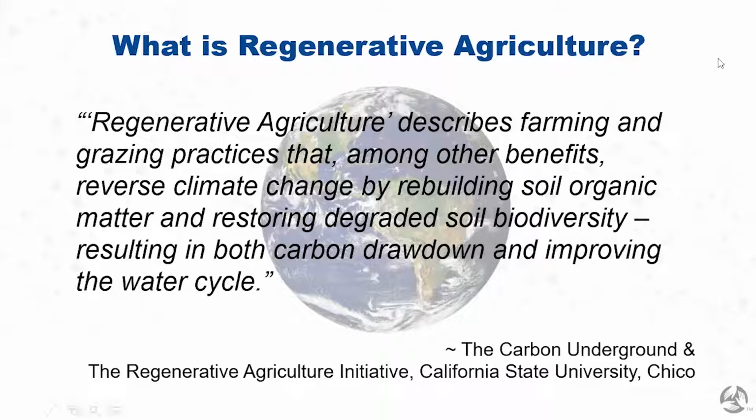So let's talk for a second about what regenerative agriculture is. Regenerative agriculture describes farming and grazing practices that, among other benefits, reverse climate change by rebuilding soil organic matter and restoring degraded soil biodiversity, resulting in both carbon drawdown and improving the water cycle. If we do not turn to regenerative agricultural practices, guys, we are all going to die. I don't mean to be dramatic, and I'm happy to say it with a smile on my face. But without those top 6 inches of soil and rainfall and farmers, we're all dead. So the planet's in trouble.